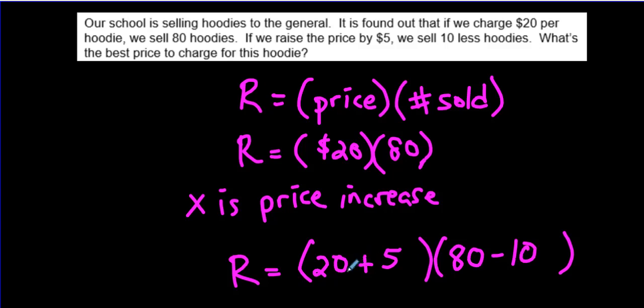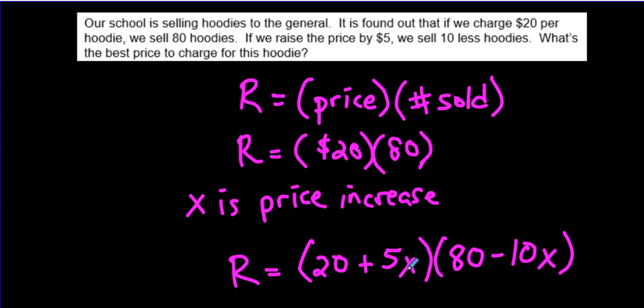What happens if you raise the price twice, though? Well, if you raise the price twice, that would be $10 more, so 20 plus 10 is $30. But if you raised the price twice, you would sell 20 less hoodies. So you'd only sell 60 hoodies. There's a way to write this as an equation, and because X is the amount of times you raise the price, I'm just going to put an X there and there.